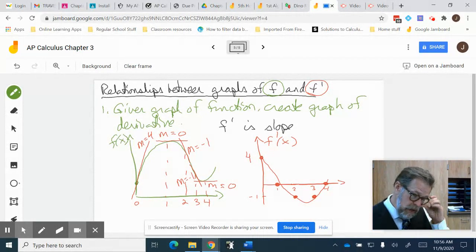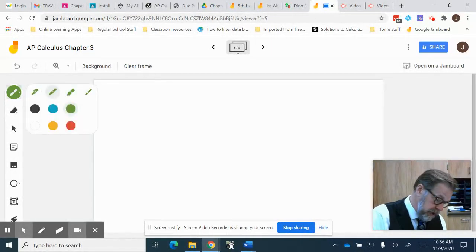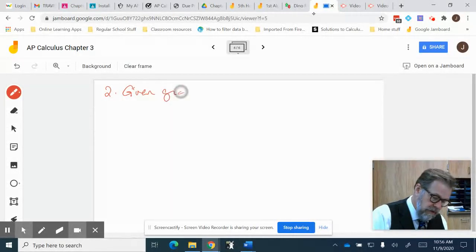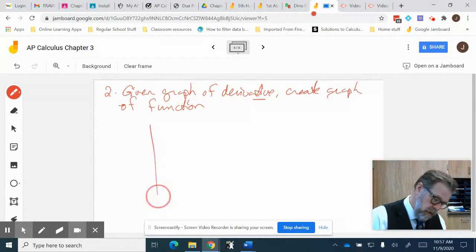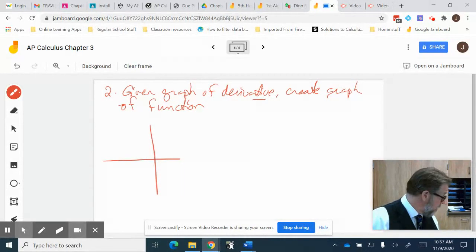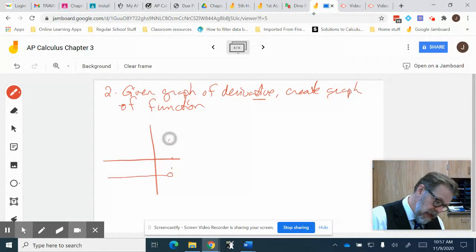All right. So let's go to option number 2. Given graph of derivative, create graph of function. Okay, here we go. Here's a graph of a derivative. I've got a function that has a slope of -1 right up to that point, and it has a slope of +1 after that.